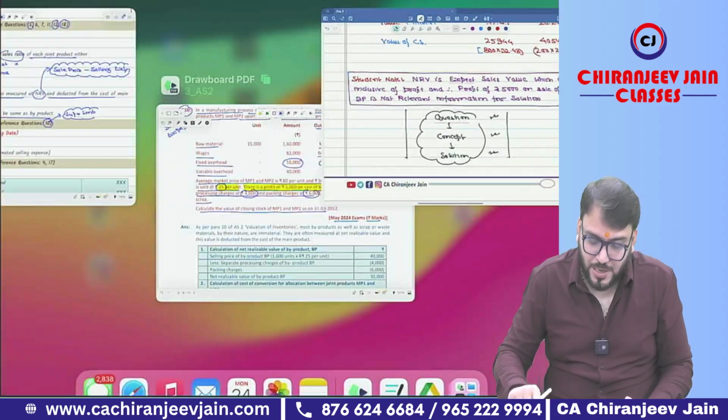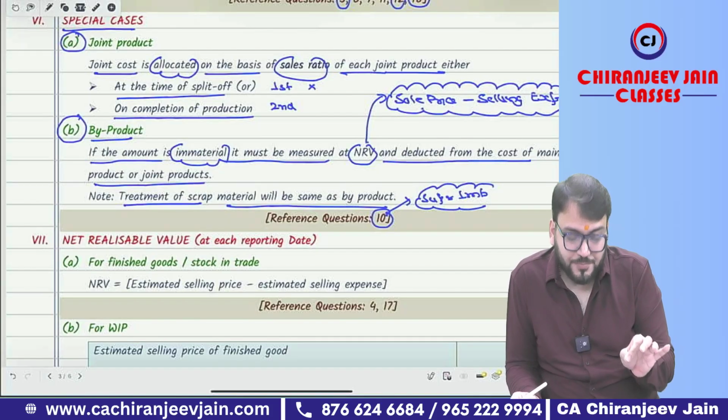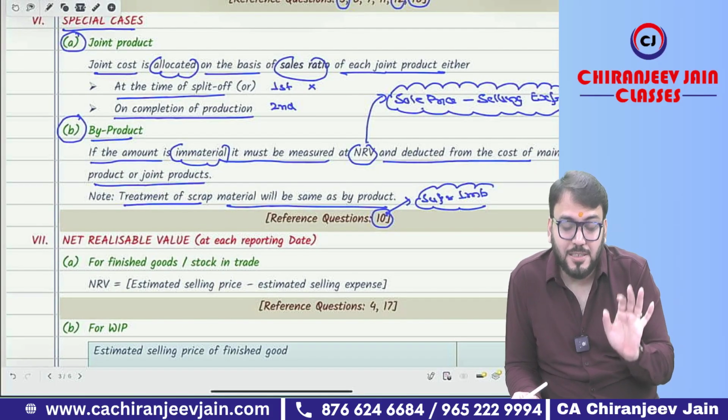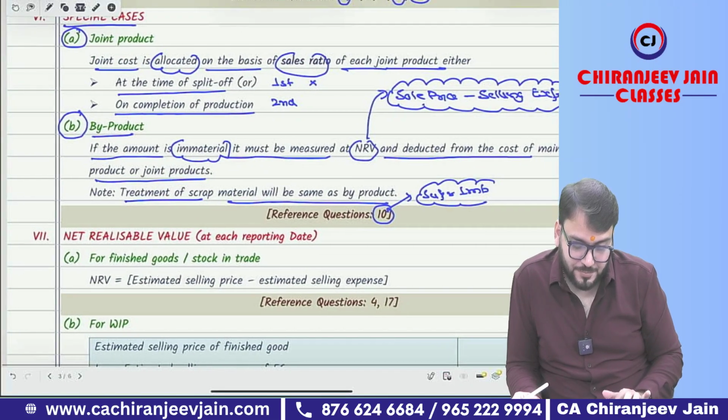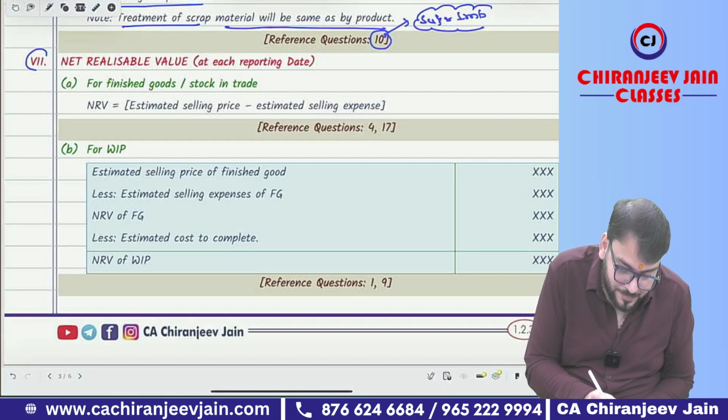Chalega? Yes, sir. So we have understood the special point of joint product and byproduct. Okay, sir. Any doubt? No doubt. Now let us come to NRV.